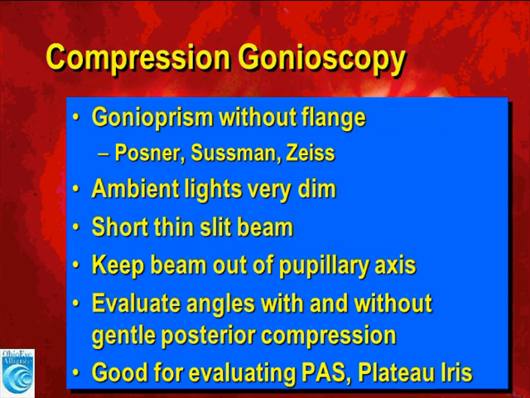Compression gonioscopy can be used also to evaluate narrow angles, but it's necessary to use a prism that does not have a flange, such as the Posner, Sussman, or Zeiss lens. Ambient lights, again, should be dim. We should use a short, thin slit beam and keep it out of the pupillary axis. And we want to evaluate the angles with and without gentle posterior compression. If you are seeing significant wrinkling in the cornea in your image, you're pushing too hard. This is good for evaluating anterior synechia, or PAS, and plateau iris.